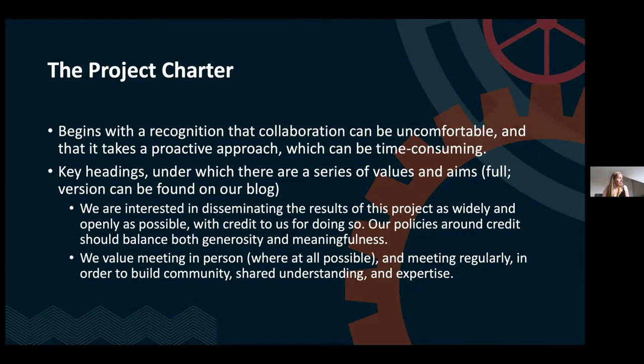So the first is, we're interested in disseminating the results of this project as widely and openly as possible, with credit to us for doing so. And our policies around credit should balance both generosity and meaningfulness. So actually, subsequently, and I'll touch on this again in a bit, we've written a flowchart and guidelines for guiding authorship decisions. So in brief, our value is that anyone involved at any point in the pipeline of a paper should be listed as an author. But if part of that pipeline has already been published, then you cite that and just list the people who have made the intellectual contribution to this paper. It's a bit more nuanced than that, but you get the picture.